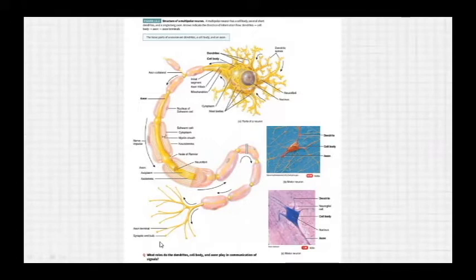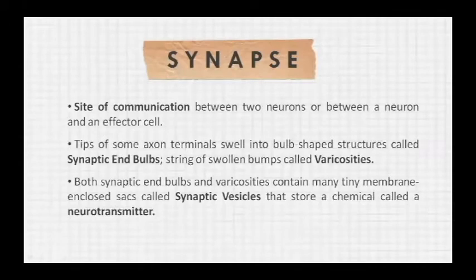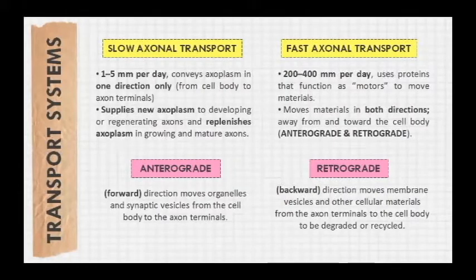So in these synapses, there are different transport systems. Specifically, there are two kinds: slow axonal transport or fast axonal transport. The first one, the slow axonal transport, travels only 1 to 5 millimeters per day, meaning it conveys axoplasm in one direction only, from the cell body to the axon terminals. It also supplies new axoplasm to developing or regenerating axons and replenishes axoplasm in growing and mature axons.